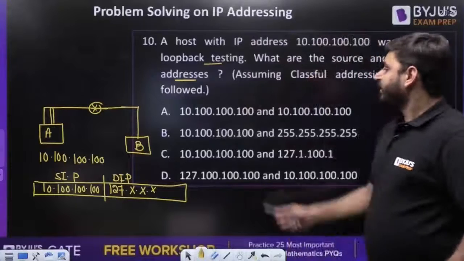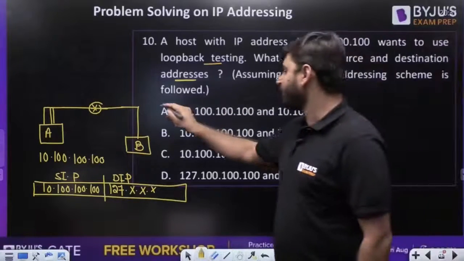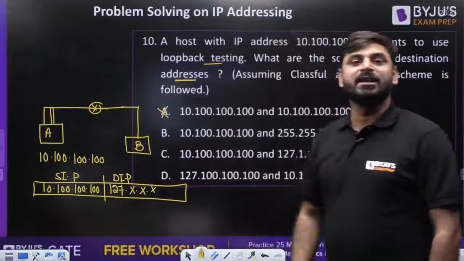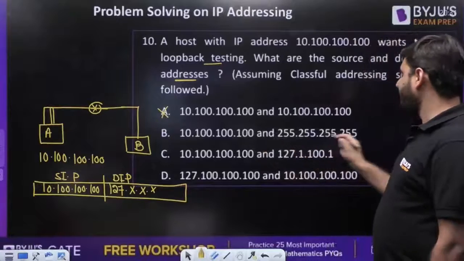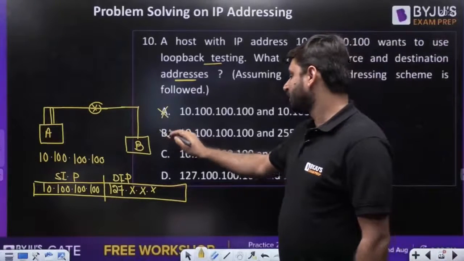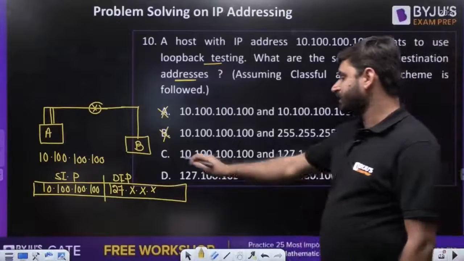So now option A. Source is this, destination is this. No, this will be wrong here. Loopback testing means the destination address will be 127.x.x.x. This is 255.255, no. This is 127.1.100.1. Yes, this will be the correct answer.